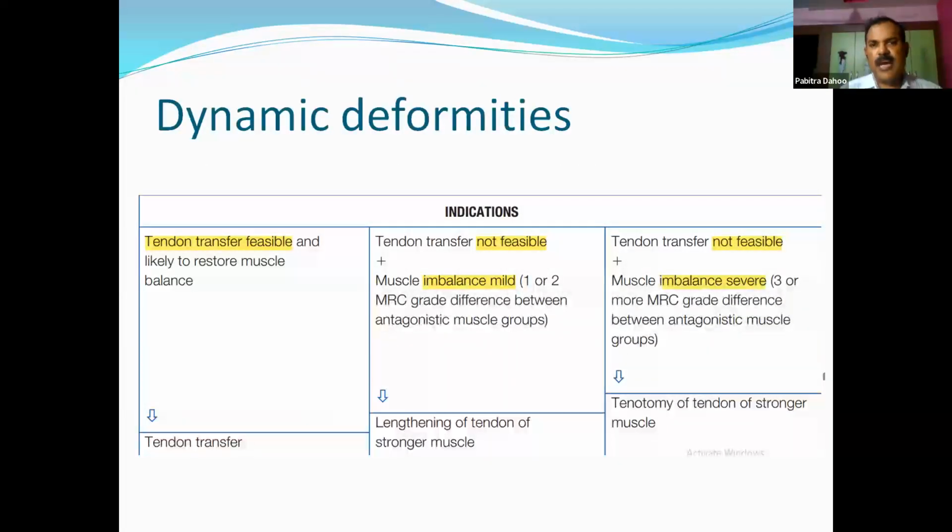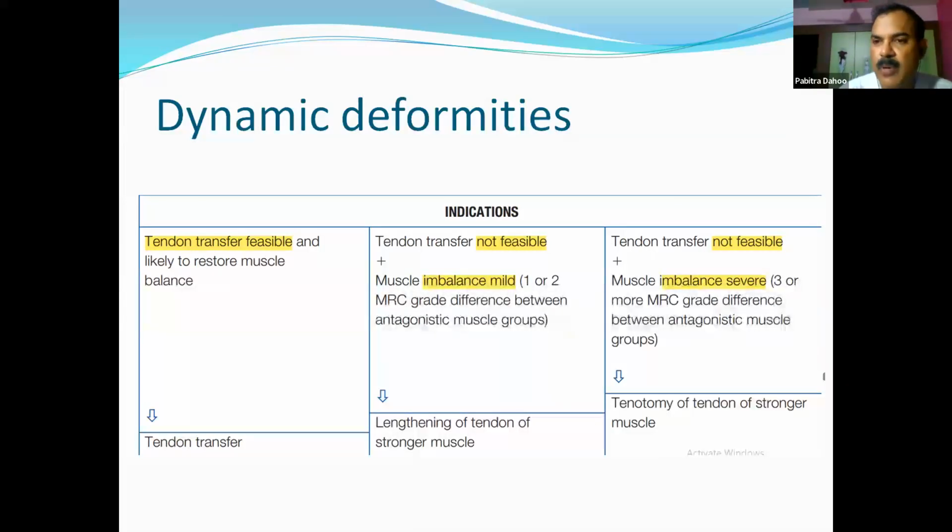Now, coming to the dynamic deformities, which are the focus of management. The principle here is that if tendon transfer is possible and likely to restore the muscle balance, simply transferring the muscle to the other side will help in correcting the deformity. Go for tendon transfer. The ultimate aim is to stabilize the joint by maintaining a balance between the agonist and antagonist group of muscle. But in situations where tendon transfer is not feasible, or you don't know tendon transfer, what to do?